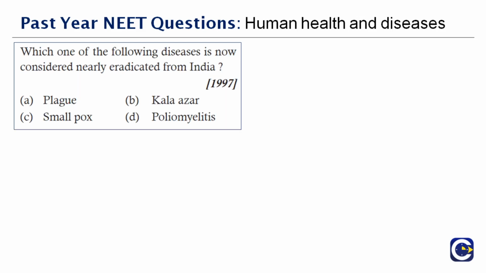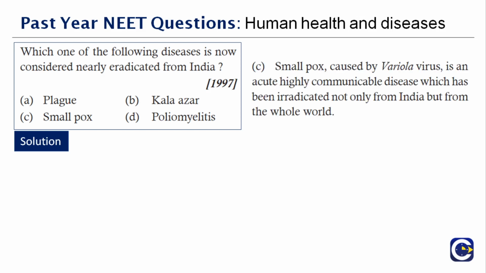Which one of the following diseases is now considered nearly eradicated from India? It's not just India. We can also say many parts of other countries also. Okay, so plague is still there, Kala Azar is there, polio is still there. So the one thing we consider eradicated from India is actually smallpox. This is caused by a virus called variola. It's an acute, highly communicable disease which has been eradicated not only from India but also from the whole world, as I already mentioned.